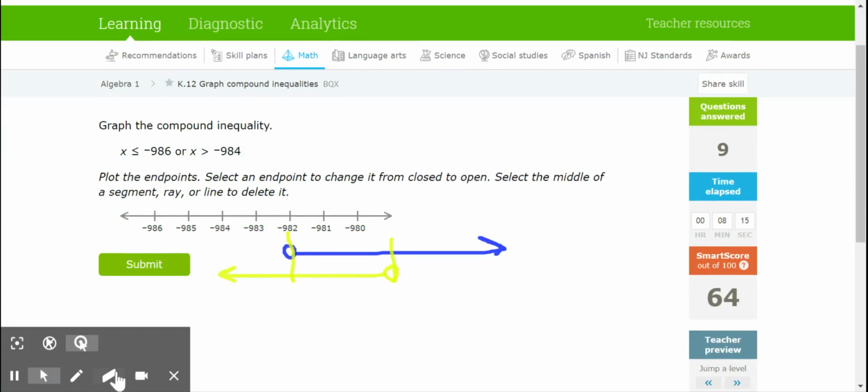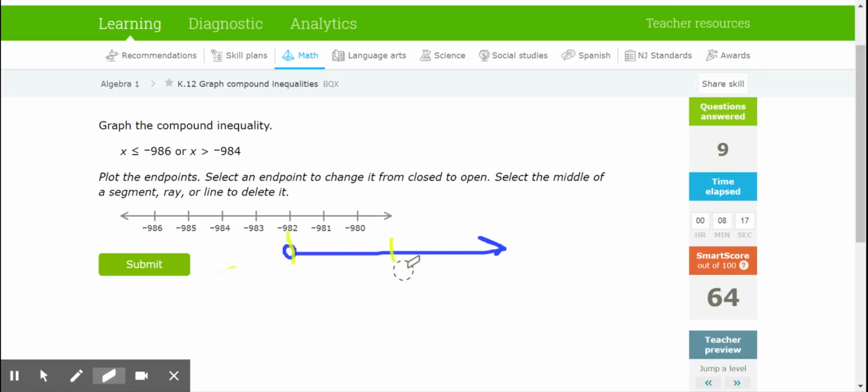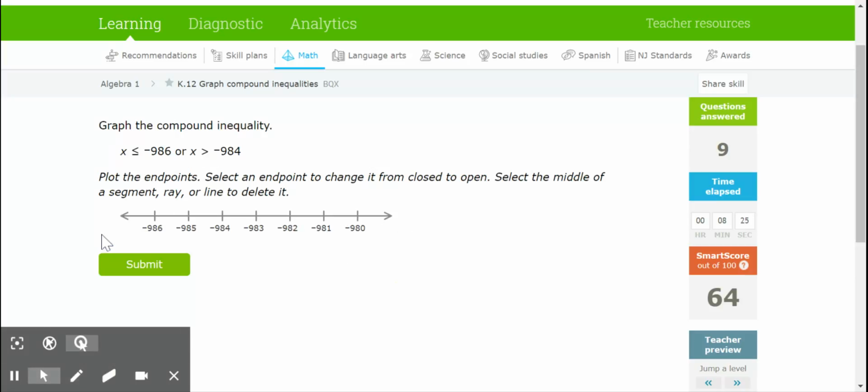Okay, I think we'll end on an or statement. So here we have, if it meets one condition, it's got to get graphed. So x is less than or equal to -986. There's -986. We want to include that point. We want everything less than that. Or x is greater than -984, but not that point, and everything greater than that. This is a disjunction, and it's not connected.